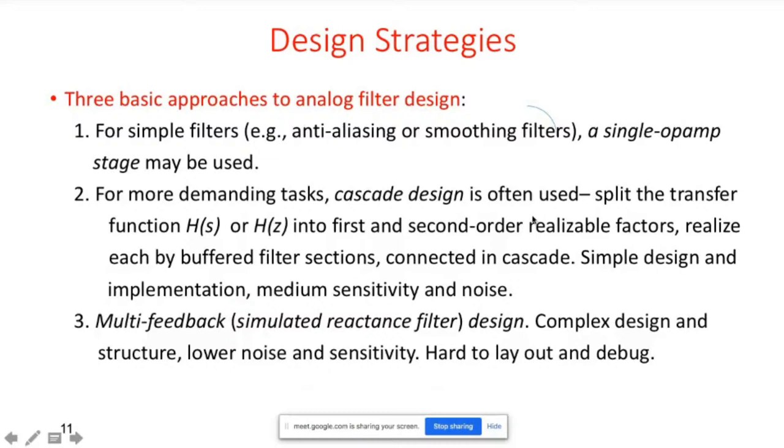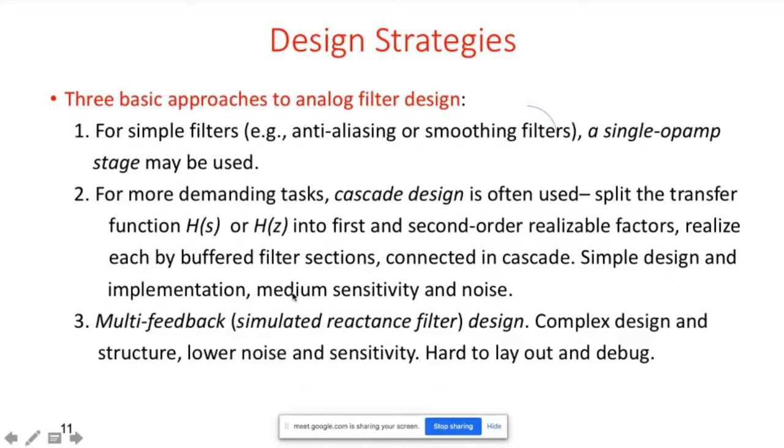That means we need to design a higher order filter, maybe fourth order, sixth order. So we go for a cascade design, where we split the transfer function individually. If you want third order, it means second order and first order; fourth order means two second order. So basically we make a standalone second order or first order filter, which can be connected in cascade. The advantage of this kind of design is that it is very simple and the implementation is easy, the sensitivity is medium, and the noise is also going to be less because you are taking care of all the things individually. Then the third is multi-feedback.